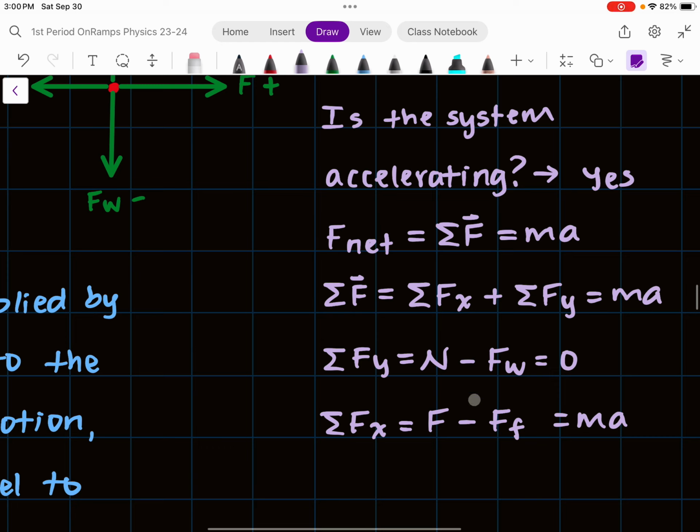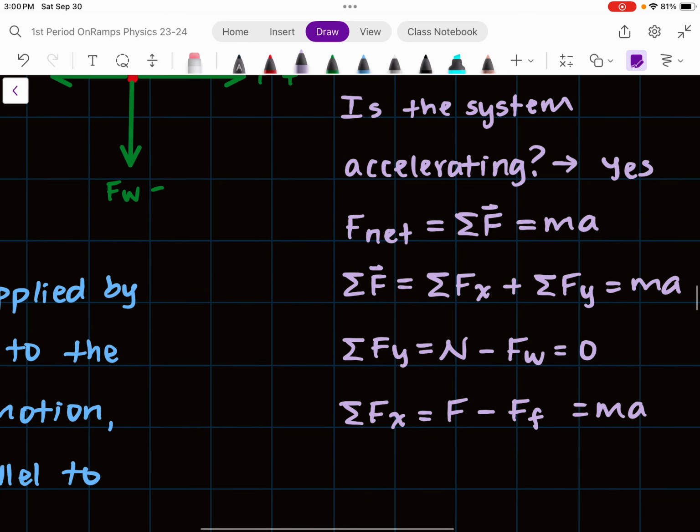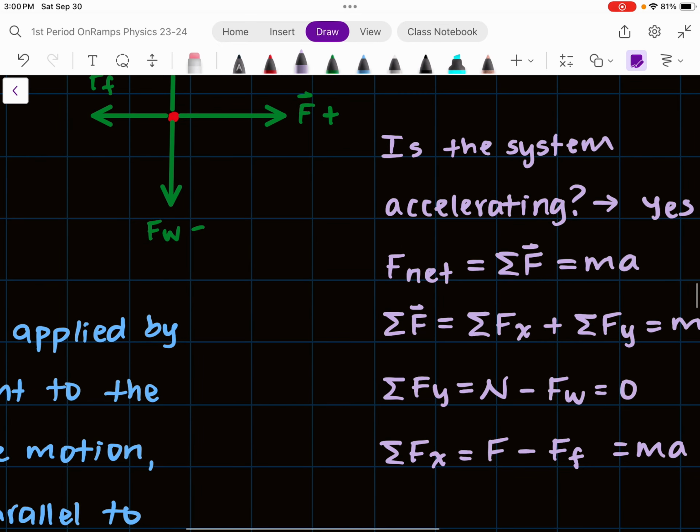In this case, the net force is along the x direction, and then we'll have to do some mathematics to find whatever they want us to find. But this is how you set it up. Every time you draw a free body diagram, this should follow.